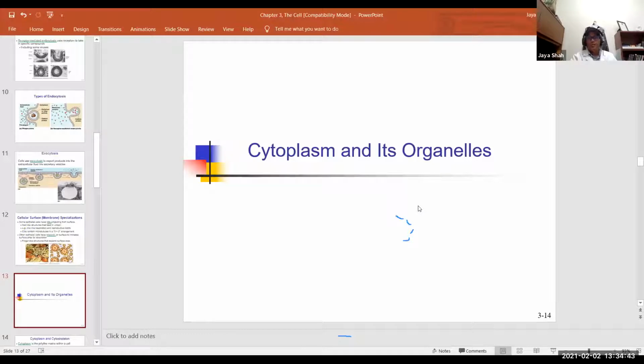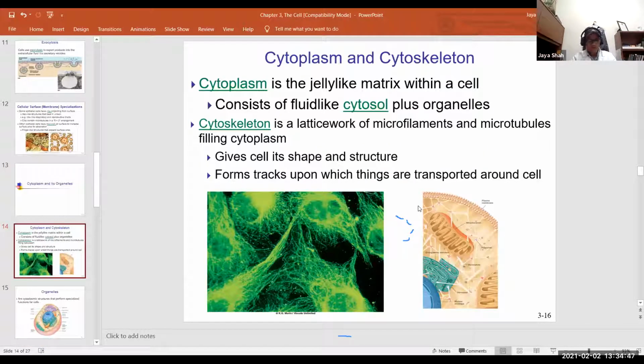Okay, now we're going to talk about cytoplasm and organelles. So cytoplasm is the jelly-like matrix within a cell, consisting of fluid-like cytosol plus organelles. And cytoskeleton is a latticework of microfilaments and microtubules filling the cytoplasm. So inside the cells, there are several organelles, but the one we're going to talk about at the beginning is like skeleton bones inside the cells. They give the track inside the cell where all organelles can move. So that's why cytoskeleton is a latticework of microfilaments and microtubules in the cytoplasm. It gives the cell its shape and structure and forms tracks upon which things are transported around the cell.